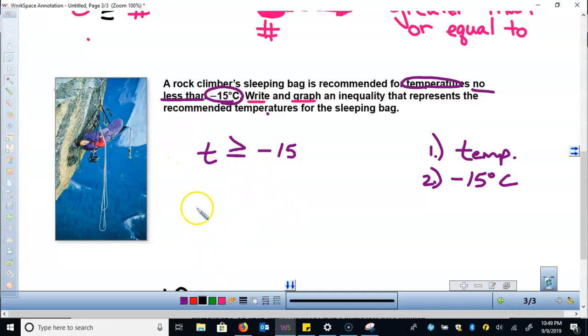So what does the graph look like? If I have a graph, the number I know for a fact is the negative 15 degrees. What values could I have and be okay in this sleeping bag? Well, we just determined we can have negative 15, but we can also have any temperature greater than that negative 15. So that's what your graph will look like.